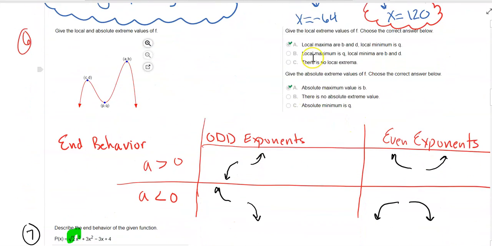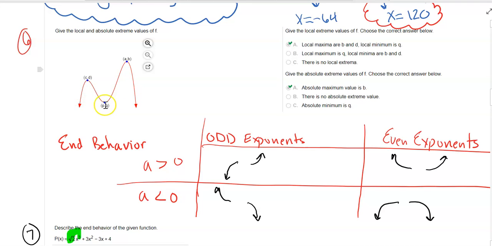Here we're talking about local maximum and local minimum, as well as absolute. Absolute means exactly what it is. It's absolutely the highest or lowest. So in this particular example, we do have something that is the highest. So this here is considered a local maximum because we do have a hill here.